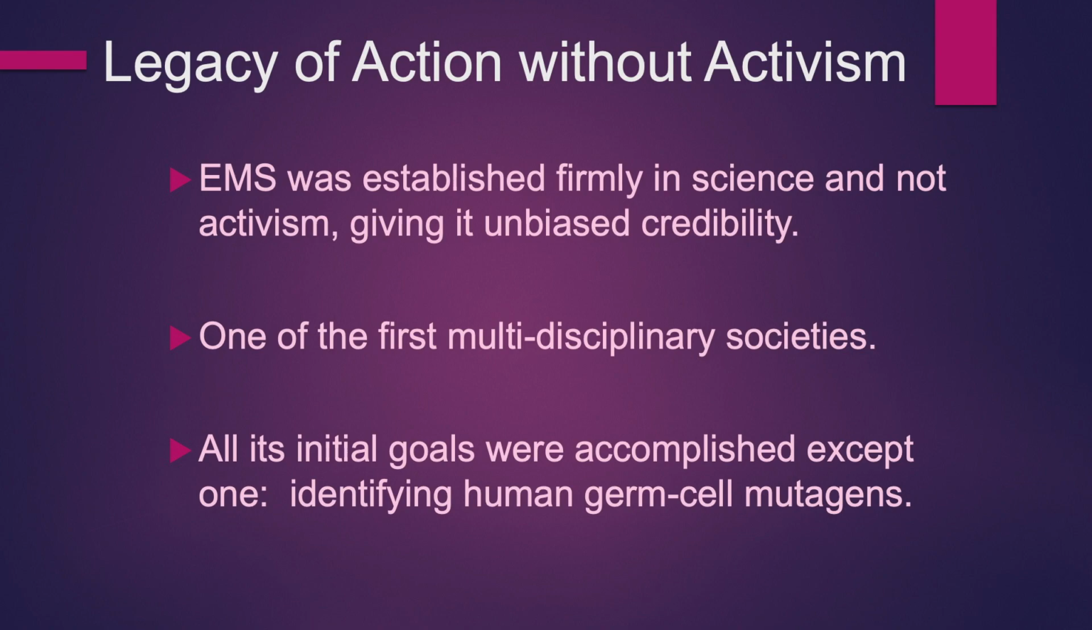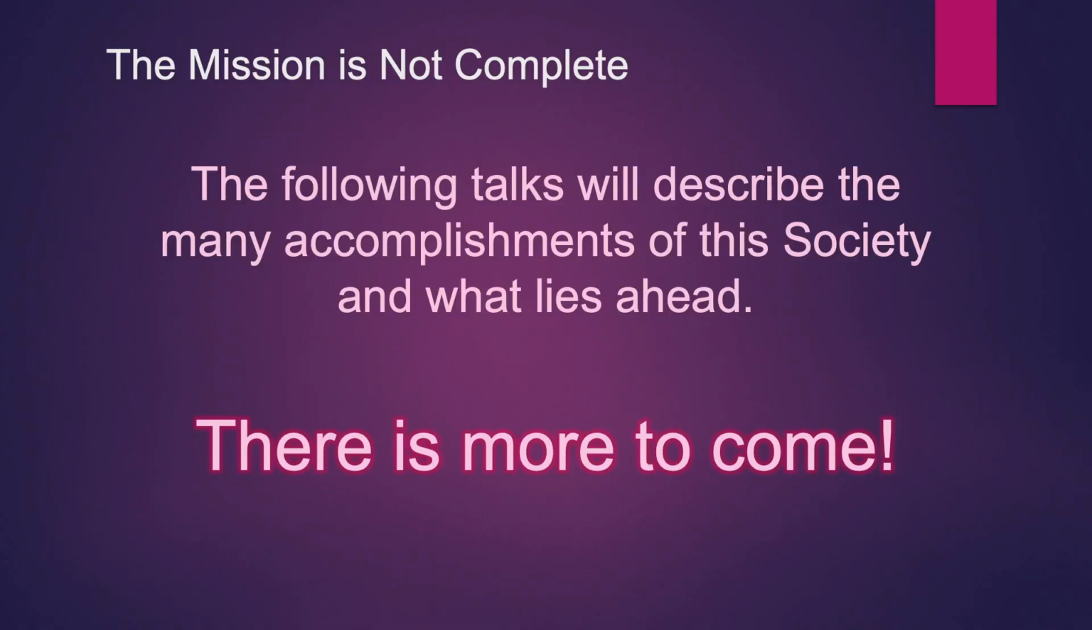This is very important. It was also one of the first multidisciplinary societies. And all of its initial goals were accomplished, except for one glaring one, the identification of human germ-cell mutagens. And you're going to hear a little more about that from Carol Yock later this morning. So our mission is not yet complete. And the following talks you're going to hear about this morning will describe the many accomplishments of this society and what lies ahead. So there's more to come.